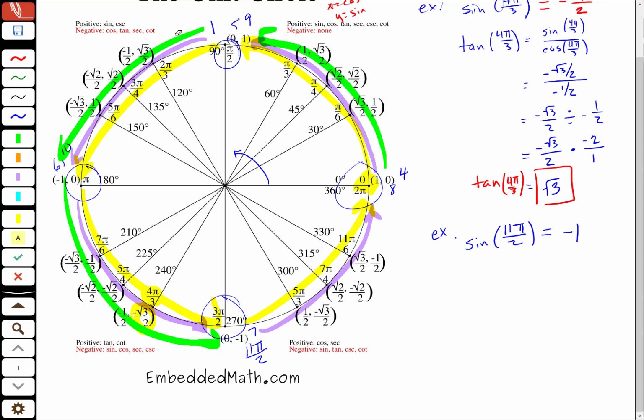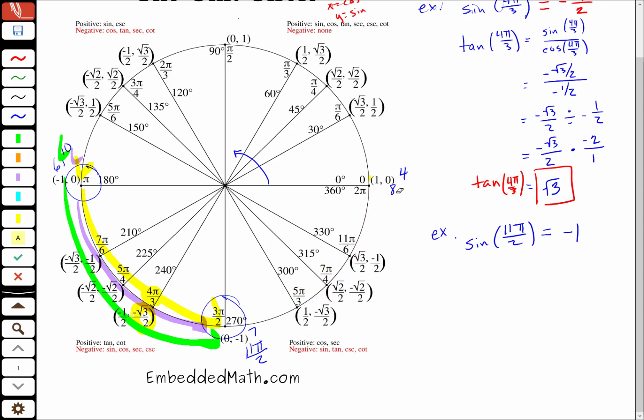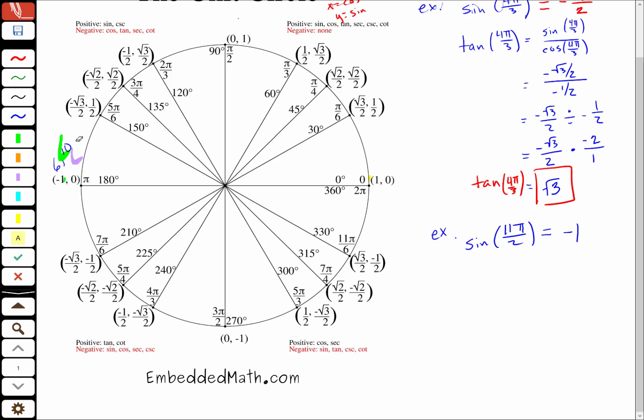Let's do another one. I might erase some of these markings on here, though. Okay. So when I have, let's say, sine of, let's do negative 3 pi over 2. Let's do a different one because I just counted by pi over 2. So let's do negative 5 pi over 4. How's that? Okay.